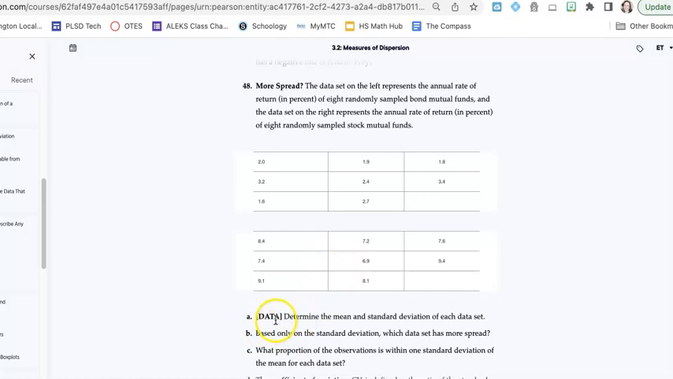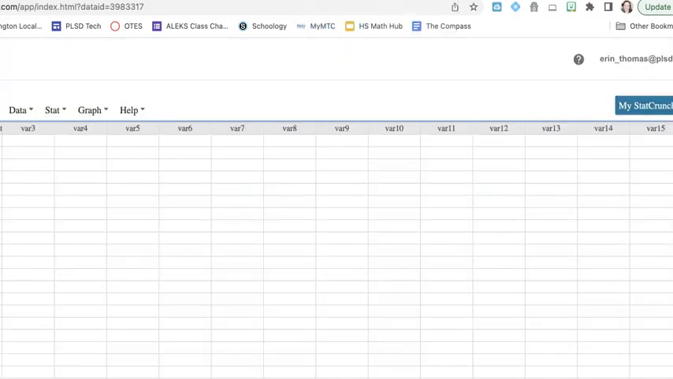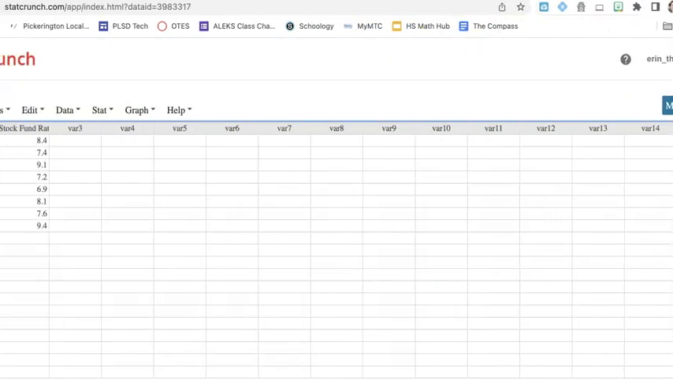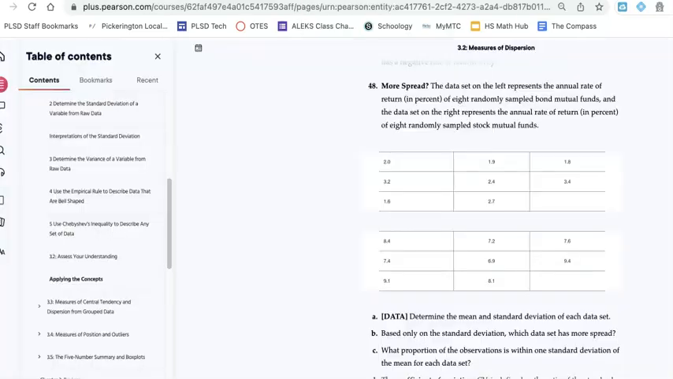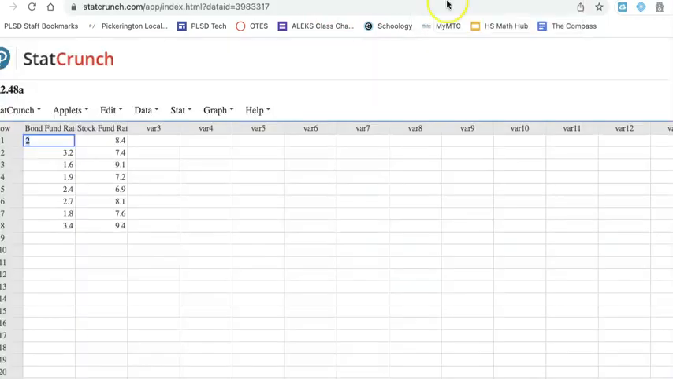Part A, determine the mean and standard deviation of each data set. So if I go and use my links, I have here all of that data. One for the bonds, one for the stocks. So again, it asks you to do both in this case. It's asking you to find the mean and standard deviation for each of those.